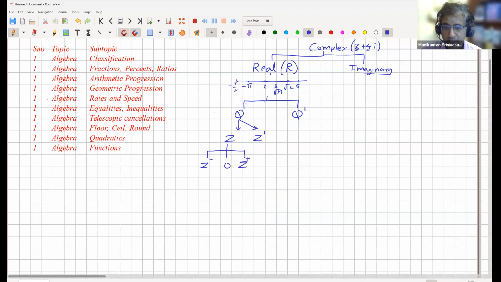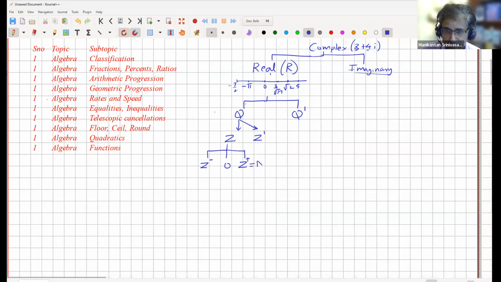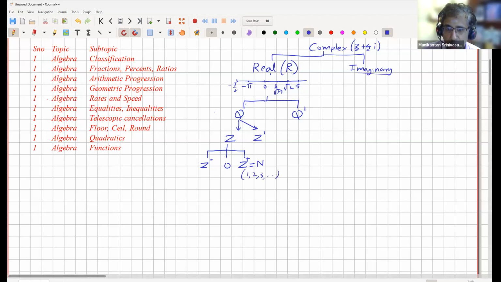And Z plus is nothing but the set of natural numbers. So starting from 1, 2, 3, and so on, right? That's the set of counting numbers, or now known as natural numbers. And if you include 0 along with this, that's called the whole numbers. So the collection of 0 and Z plus is the whole numbers. And just familiarize yourself with the letters that are used.